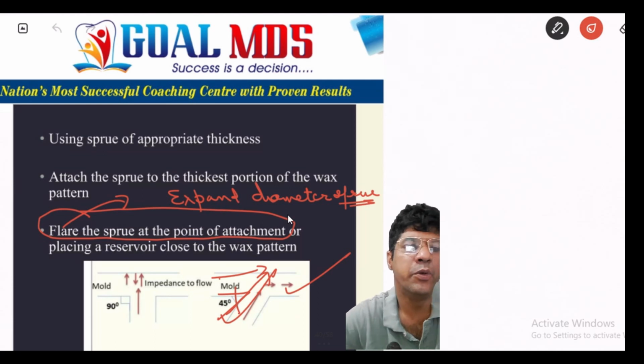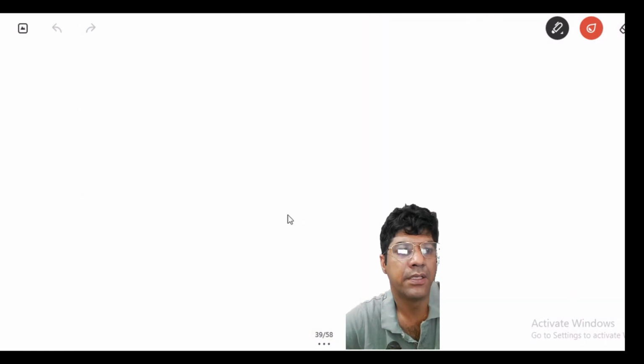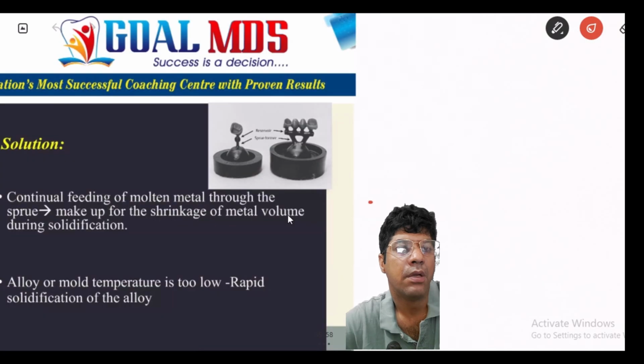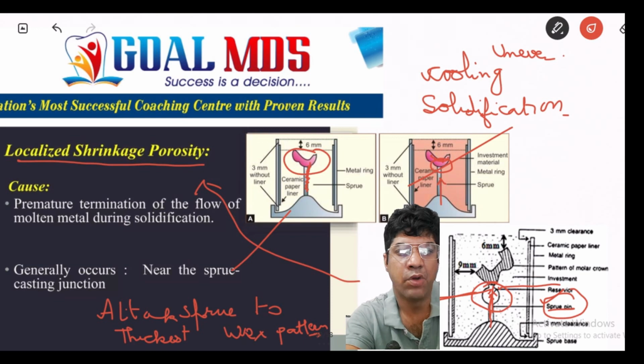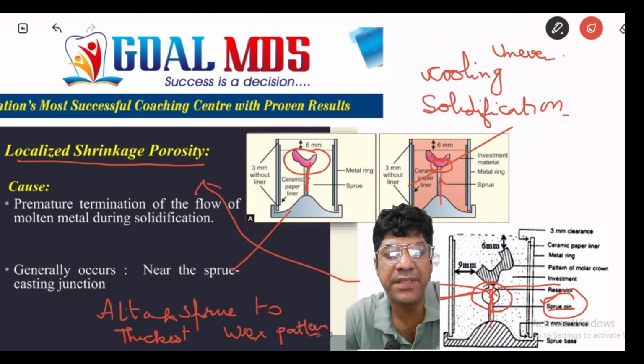The other thing that you can do is placing a reservoir, just close to the wax pattern. So this is the reservoir which has been placed. What is a reservoir? It is a component of the sprue system that holds extra molten metal that compensates for the shrinkage during solidification.